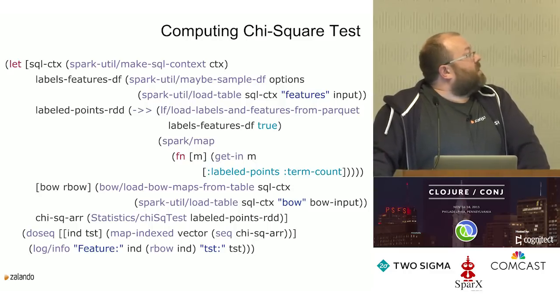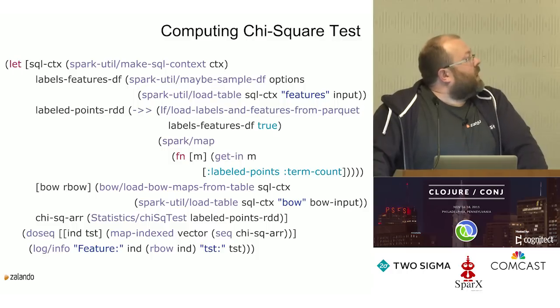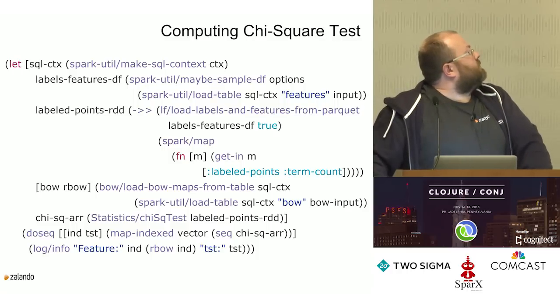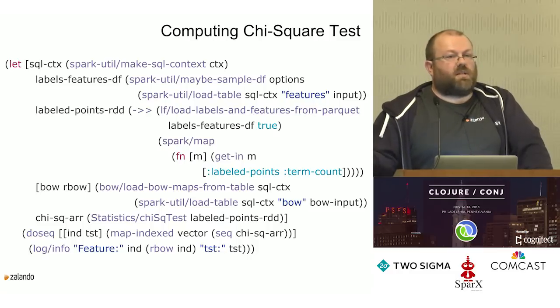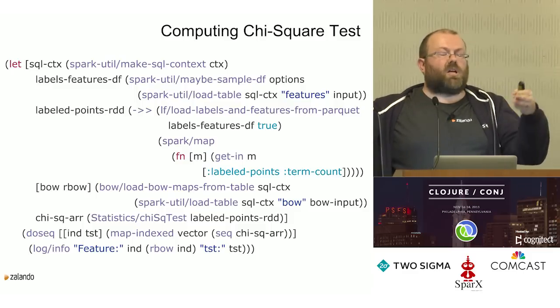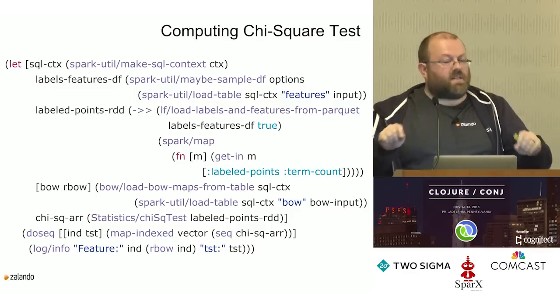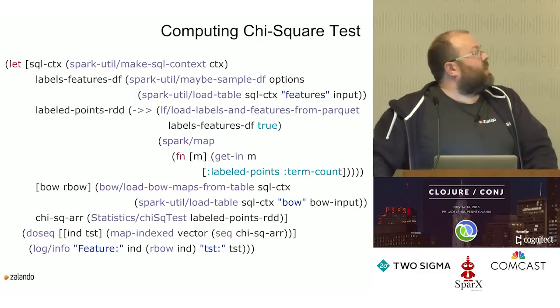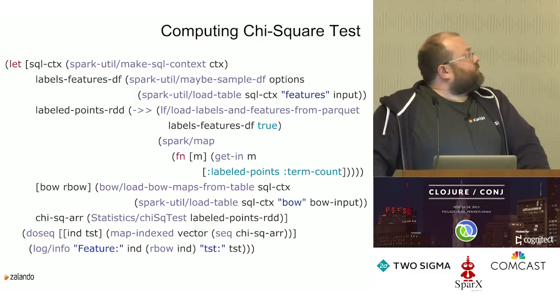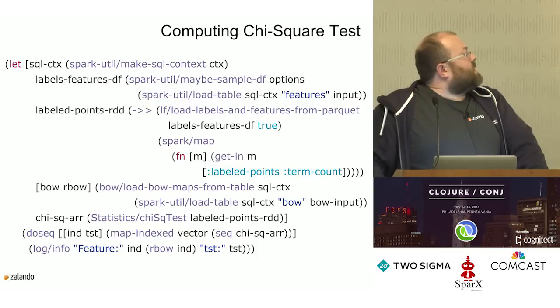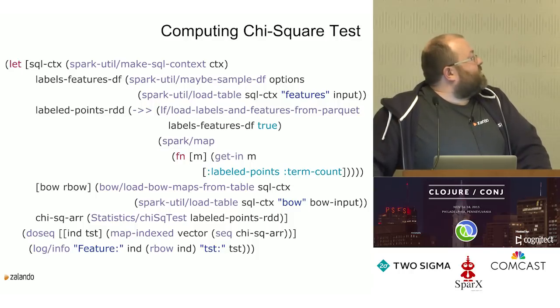So we create our labels and features data frame. We basically load some of our features from Parquet. Parquet is just a data serialization format, but it's columnar rather than row-based. So it's one of the things that makes data frames quite efficient. We get our labeled points. We get our bag of words. I'm going to talk about our bag of words in a few slides. So a lot of the first good few lines of that are actually just loading the data up.